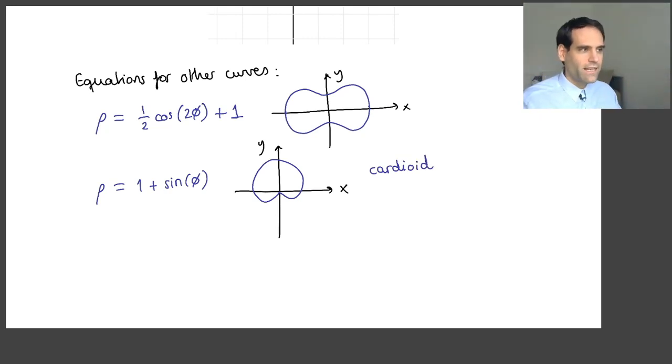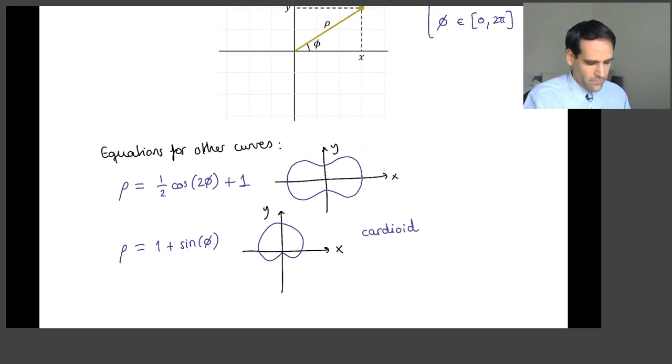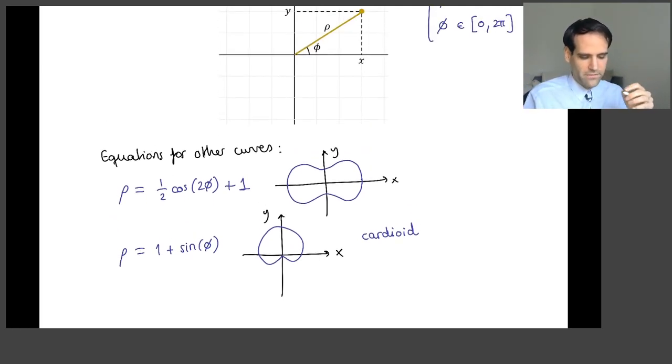So it's a skill to be able to figure out how different curves written in polar coordinates will look like.